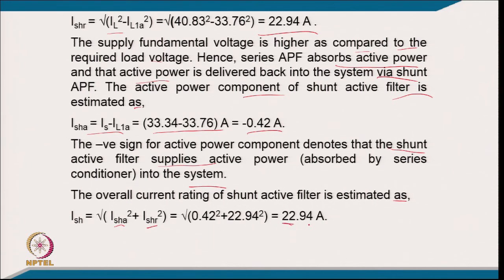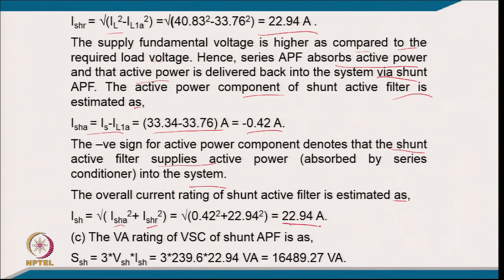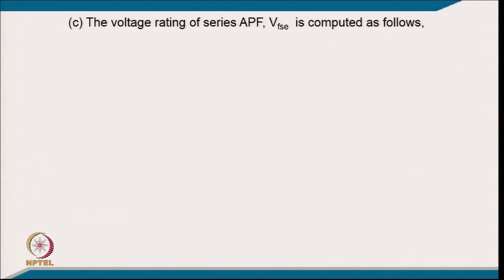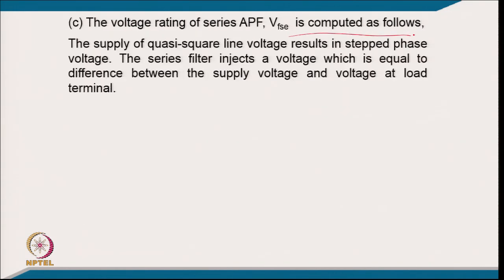By calculating it, it comes 22.94 ampere, and the VA rating of the shunt active filter is 3 into Vs into Is. So, putting the values, it comes 16,489.27 volt ampere. The voltage rating of the series active filter is computed as follows.